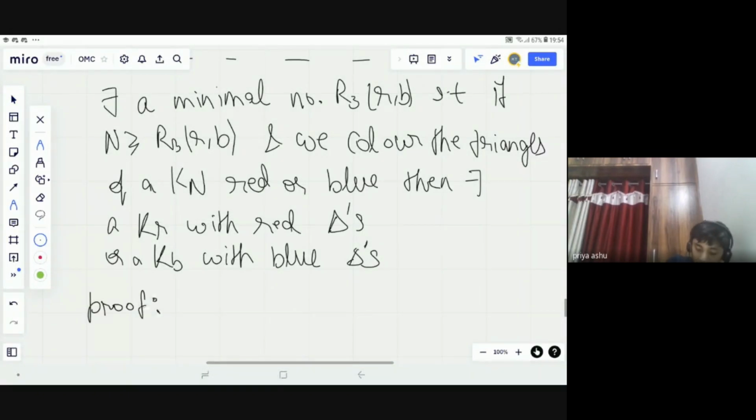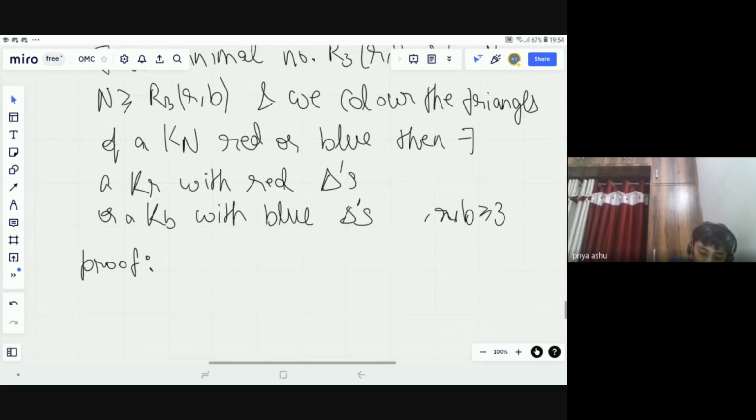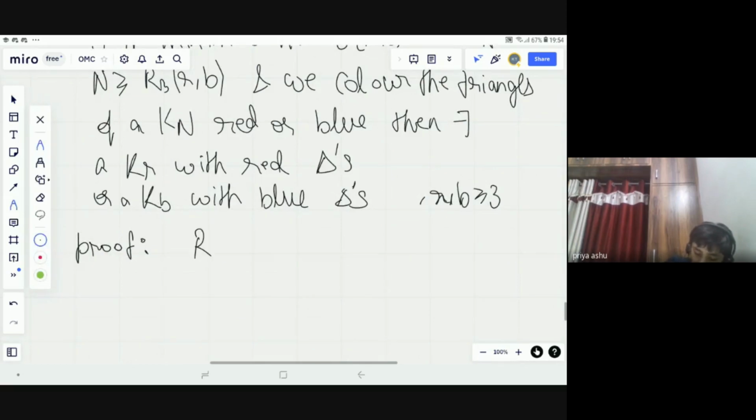And so how do we go about proving this? And also we have to assume that R and B are at least 3, because a K2 or a K1 with triangles makes no sense. So for some initial values, for example, what is R3 of 4 comma 3? So what could R3 of 4 comma 3 be? Any ideas?